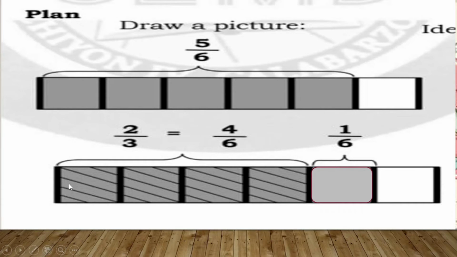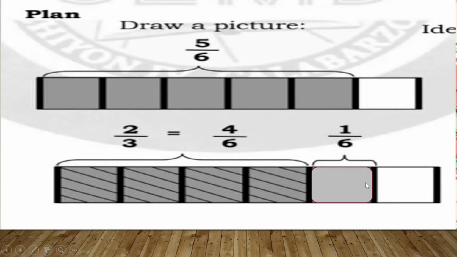So i-shade natin ng 4. Okay? Kung ilan yung matitira sa 5. So 1, 2, 3, 4. Okay? So we have 1. Kaya ang natira ay 1 or 1/6. Itong part na to ang natira.